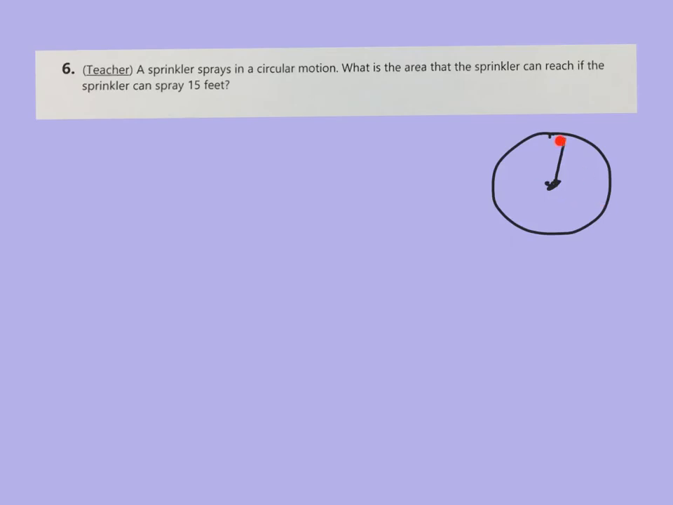So I guess we're going to use the area formula. And if it sprays 15 feet in one direction and goes all the way around, then 15 feet is the radius. So I'm going to draw that in. So 15 feet is the radius. It's like halfway from the center to the edge of the circle. All right. So I'm going to use the area formula to figure this problem out.